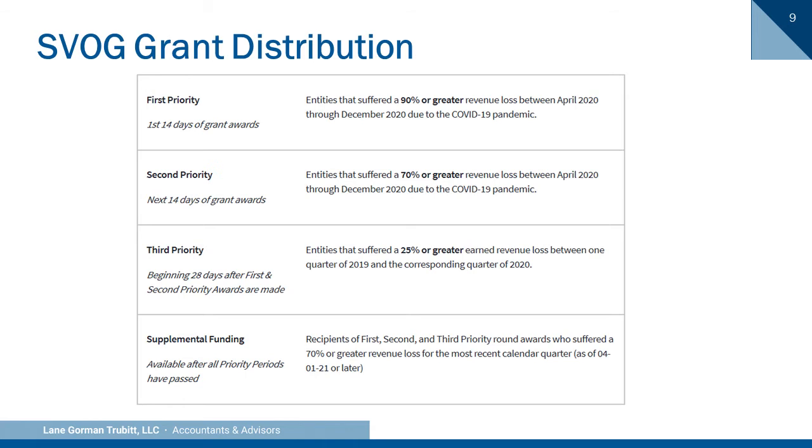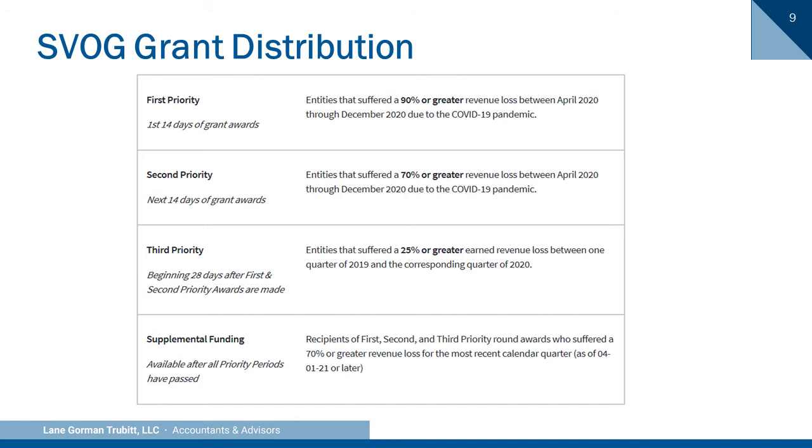Then the third priority will be given to those entities that suffered a 25% or greater earned revenue loss between one quarter of 2019 and the corresponding quarter of 2020. So it could be any quarter, but it has to be the corresponding quarter. And that will begin on the 28th day after the first and the second priority awards are made. Also, there could be supplemental funding, assuming there's still funds left after the first, second, and third priority awards are made. And that will be awarded to the recipients of first, second, and third priority round awards who suffered a 70% or greater revenue loss for the most recent quarter as of April 1st, 2021 or later. So depending on when they open the window, that will be the most recent quarter that they're going to look at in determining who receives the supplemental funding.